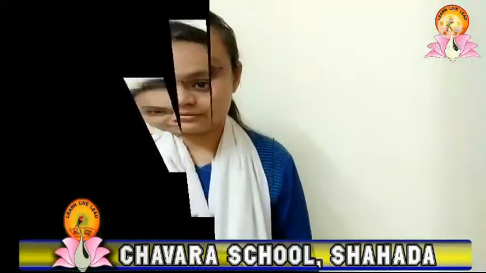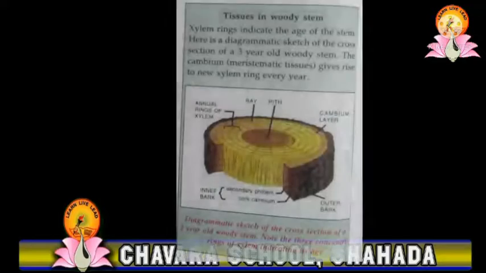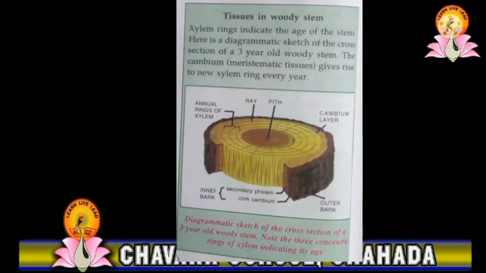Let us have a look at the tissue of a woody stem. The ring of xylem in the stem indicates the age of that particular stem. So here is a diagrammatic sketch of the cross section of a 3 years old woody stem of xylem.